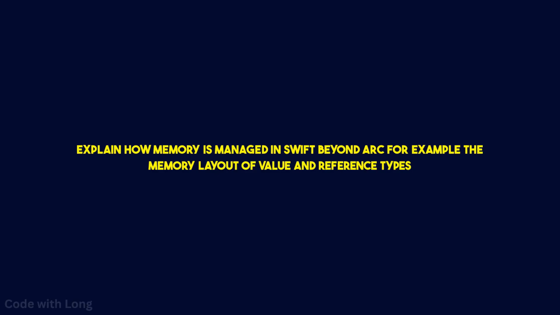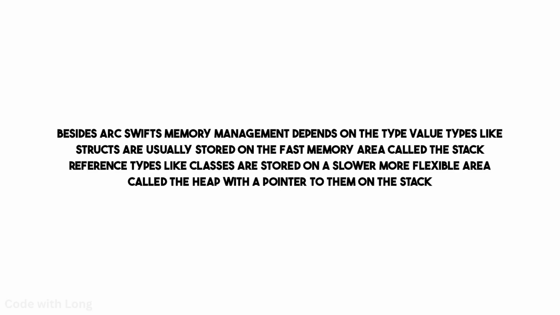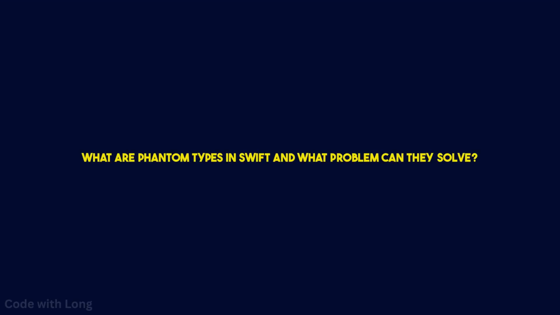Explain how memory is managed in Swift beyond ARC, for example, the memory layout of value and reference types. Besides ARC, Swift's memory management depends on the type. Value types like structs are usually stored on the fast memory area called the stack. Reference types like classes are stored on a slower, more flexible area called the heap, with a pointer to them on the stack.